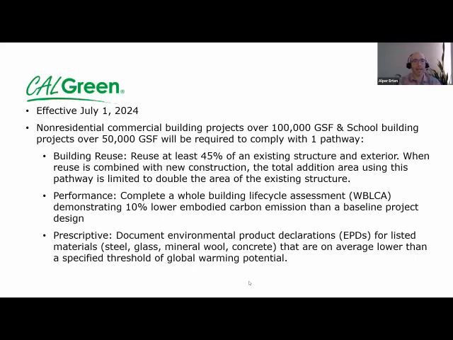So for existing buildings, projects can choose to reuse at least 45% of existing structure and the exterior of the buildings. And then for the new buildings, they will either have the option to comply with prescriptive requirements for each material class in the building, or they will have the option to do a life cycle carbon analysis for these buildings and show an overall carbon emissions compliance that way.